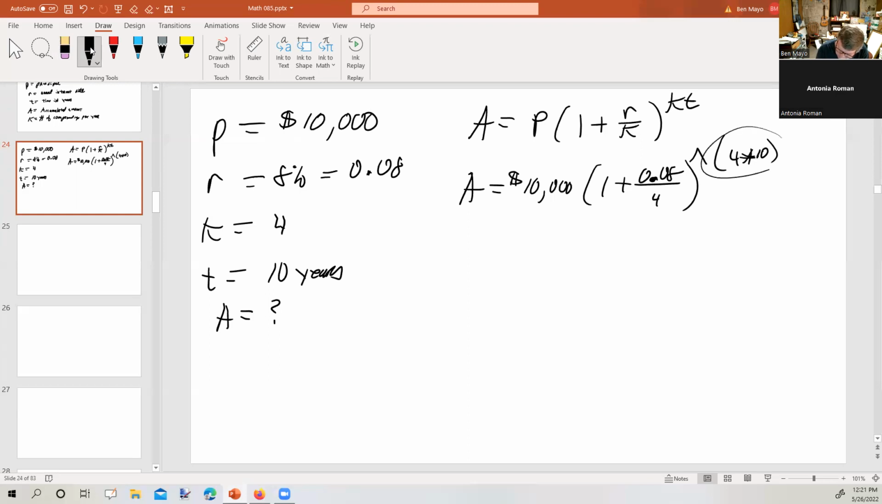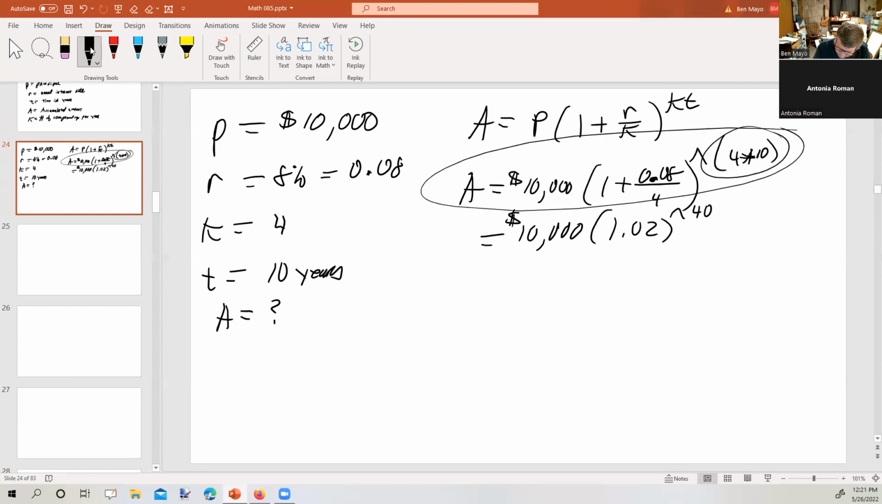For instance, if you want to take 10 times 4 and write it as 40, if you want to take 0.08 divided by 4 and write it as 0.02, and then take 1 plus 0.02 and write it as 1.02, you can do that. In other words, you could simplify this whole thing down to that. Or you can just leave it as it is without doing the pre-simplification stuff, okay? I'm going to do it as it is.